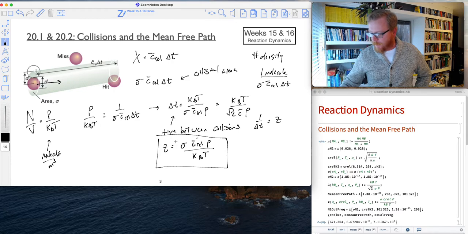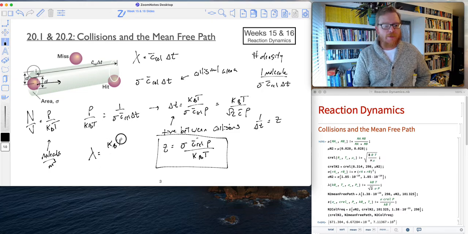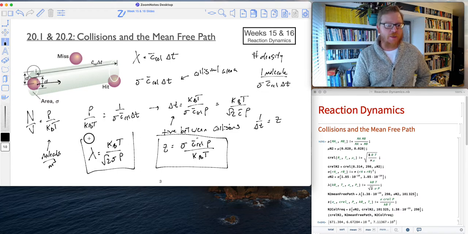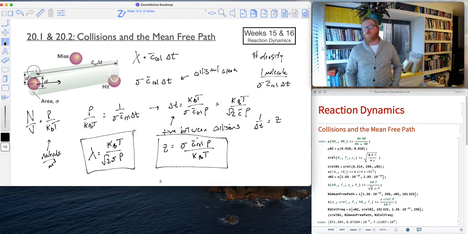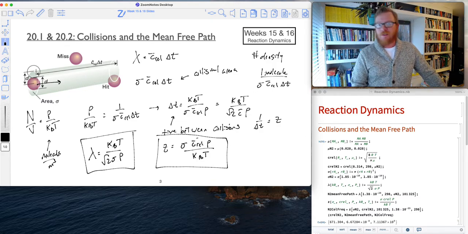And so now what about my mean free path? Well, we remembered that up here, lambda is c bar relative times delta t. And I have an equation here for delta t, okay? So what I end up getting is lambda equals k Boltzmann T all over root 2 times sigma times P, okay? Where the c bar relatives canceled. All right, so that gives me my collisional frequency, and that gives me my mean free path. So let's calculate these things.